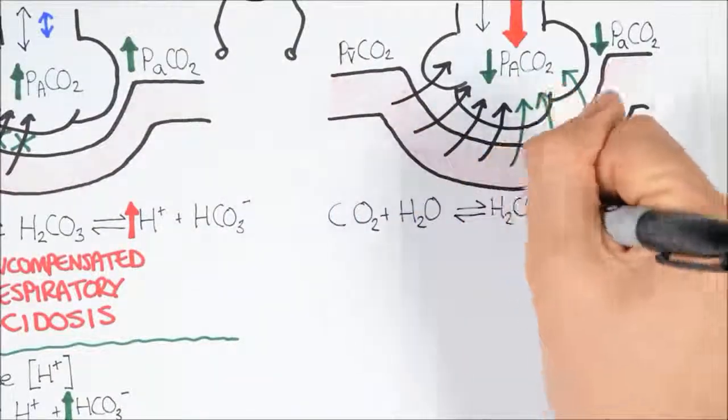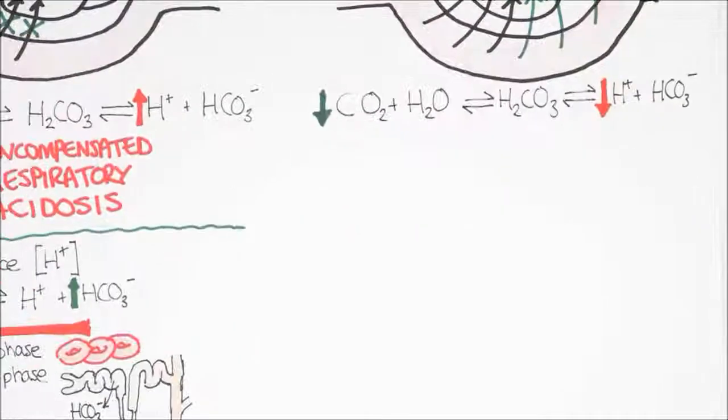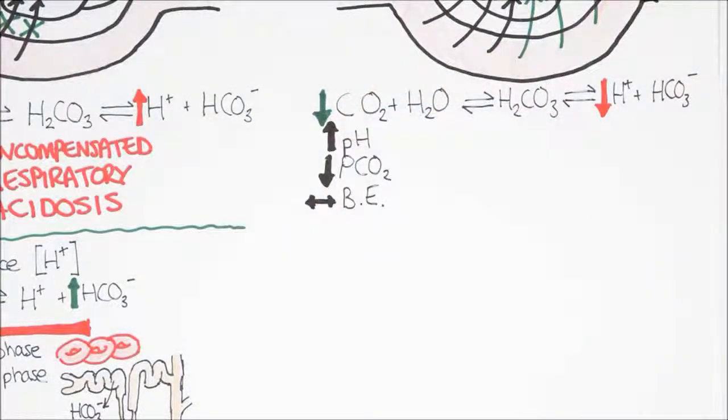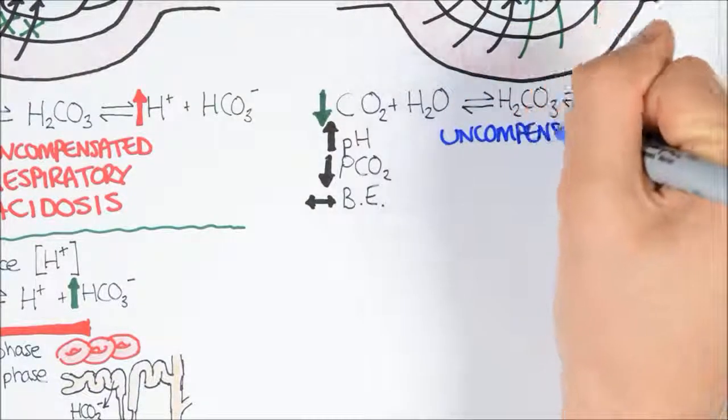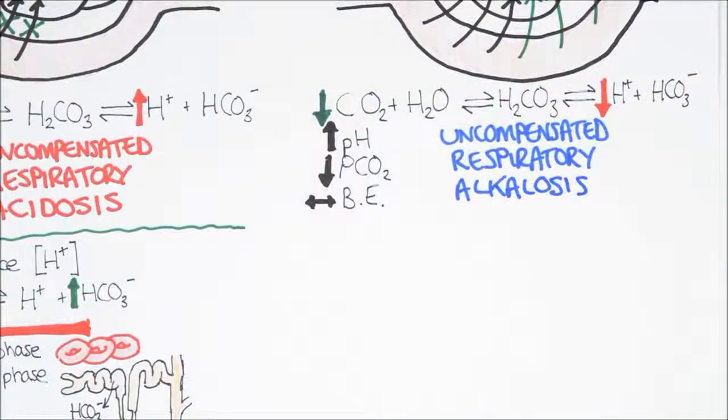We can see that this will promote the leftward shift of the carbonic acid equation, which will cause more protons to be lost from solution, thereby increasing the pH, matched to the decreased arterial PCO2 and a proportionately normal base excess. This can be classified as an uncompensated respiratory alkalosis.